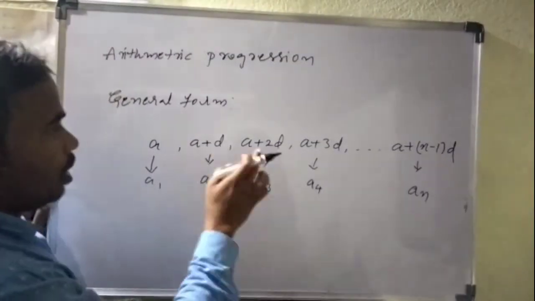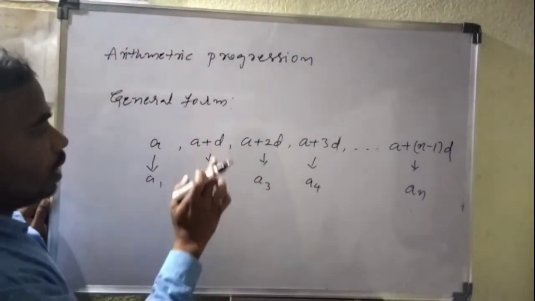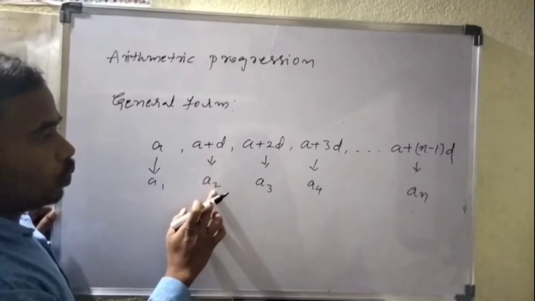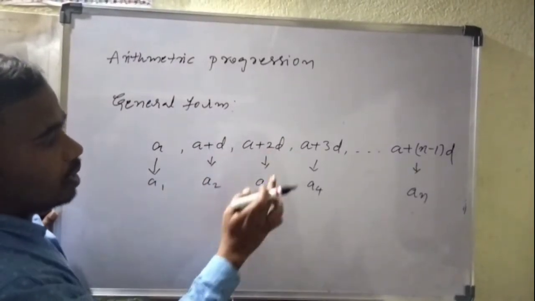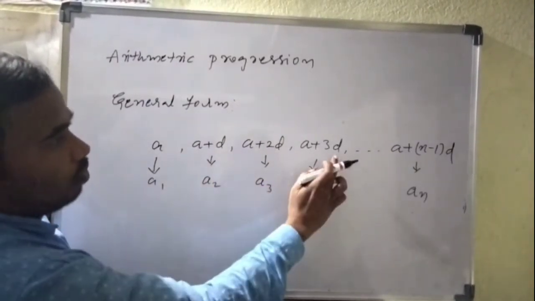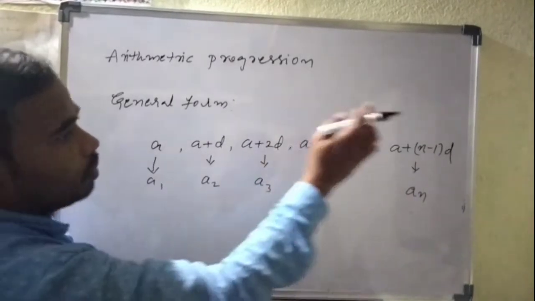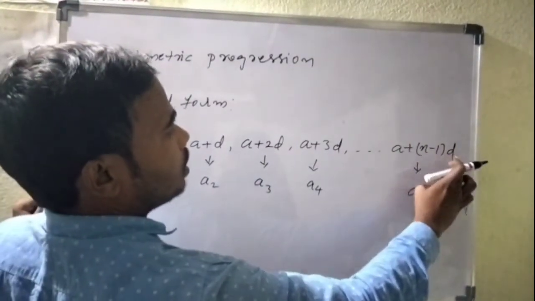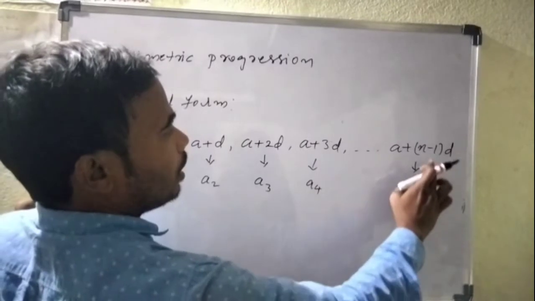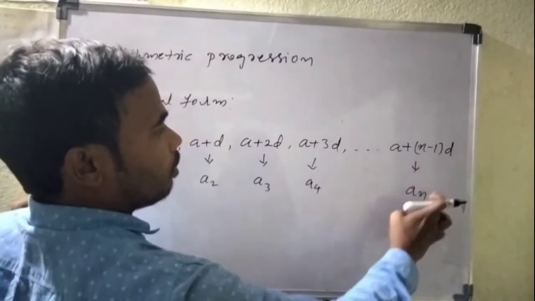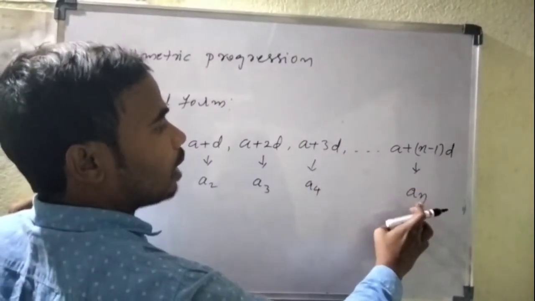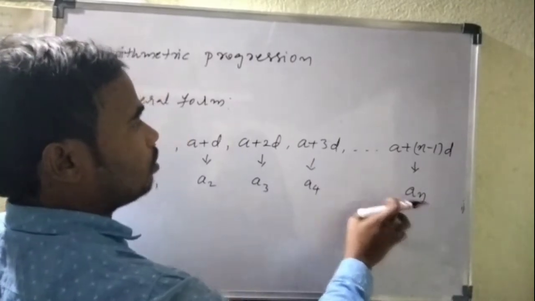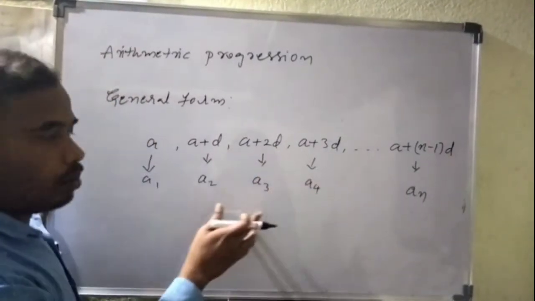Why? Observe here. Where 1d is there, it is the second term. 2d is there, third term. 3d is there, fourth term. So n minus 1 d is there. So a plus n minus 1 d, one more than that value, is the nth term. This is the general formation.